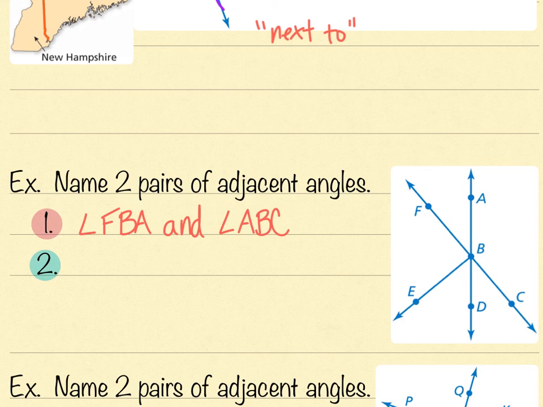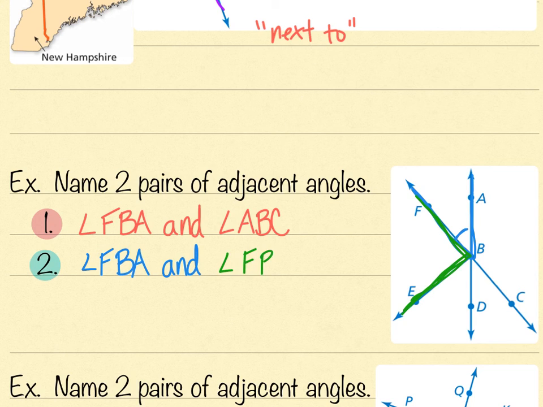Okay, for a second pair of angles, I could use the same exact angle I was using previously, angle FBA here. And then I could say that it's adjacent to its other next-door neighbor, which is this angle that I'm doing in green right here. So angle FBE, or EBF, however you want to say it. Those two angles would be adjacent because they share a common vertex, B, and this common side right there.